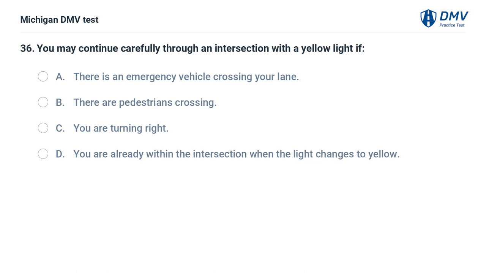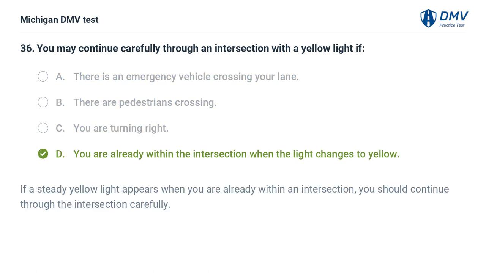You may continue carefully through an intersection with a yellow light if A. there is an emergency vehicle crossing your lane. B. There are pedestrians crossing. C. You are turning right. D. You are already within the intersection when the light changes to yellow. If a steady yellow light appears when you are already within an intersection, you should continue through the intersection carefully.